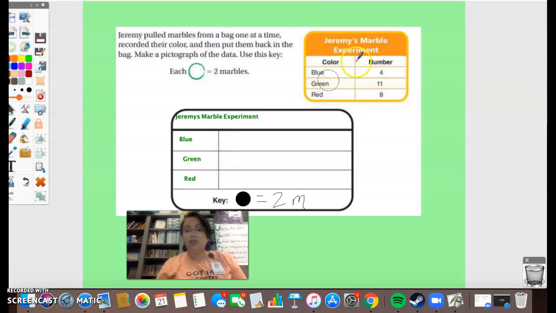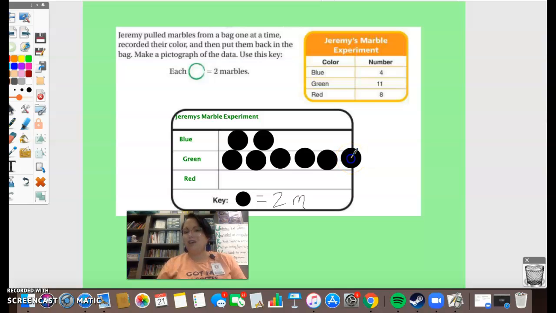How many chose blue? We're going to count by twos because that's what the key told us. So 2, 4, chose 2, 11 for green. Let's start counting by twos. 4, 6, 8, 10. Can I put a whole dot here for, oh no, that would give us 12, wouldn't it? So you know what I have to do? I have to erase half of it. Oh, is it not going to let me? Rude.